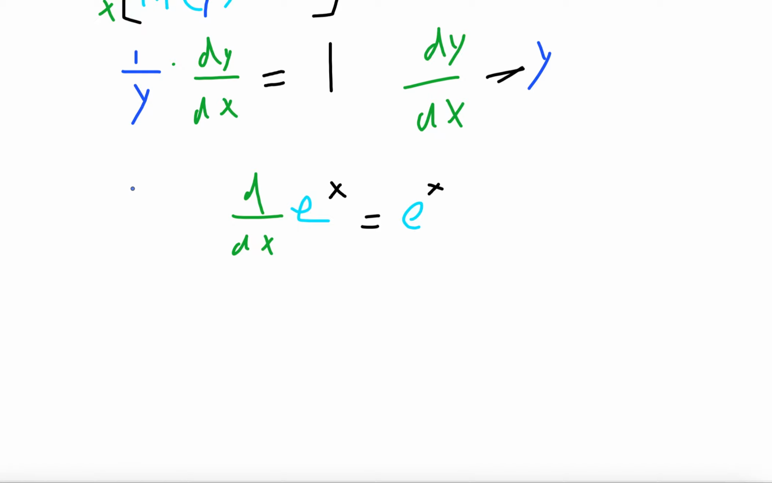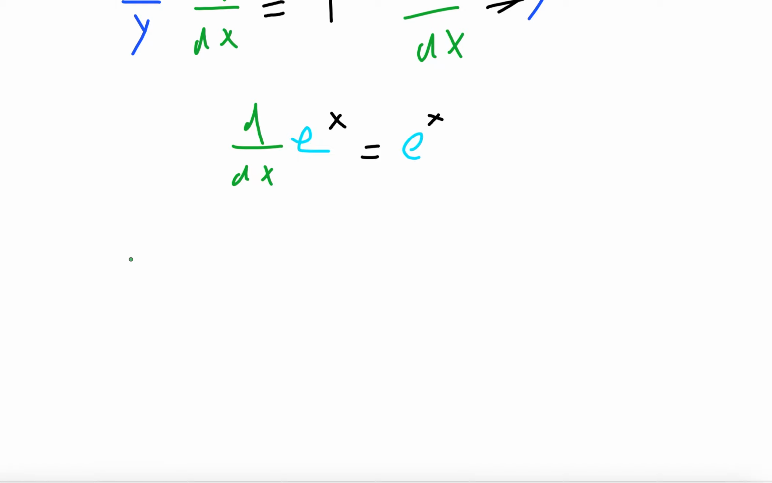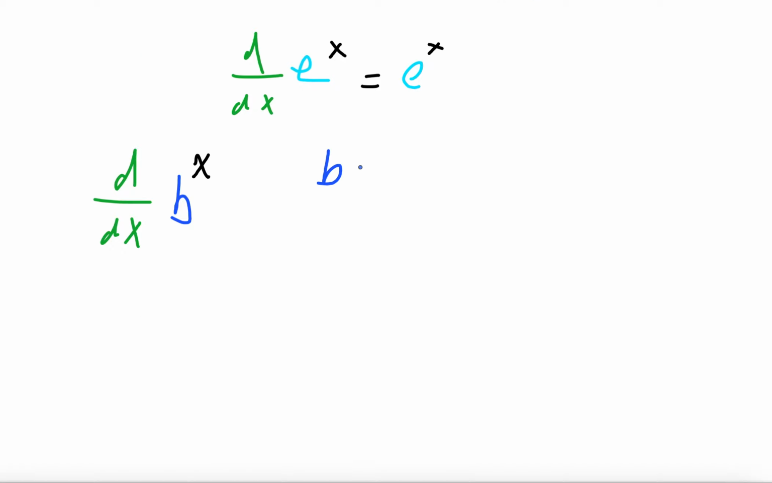But let's generalize this. And what do I mean? So let's take the derivative with respect to x of any base b, that's a constant, to the power of x. Now here, b is greater than 0, because with the negatives you get weird behavior on the negative side. And b is not equal to 1, because 1 isn't interesting. 1 to the x is just a horizontal line. We know the derivative is going to be 0.